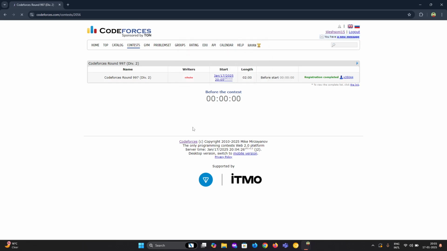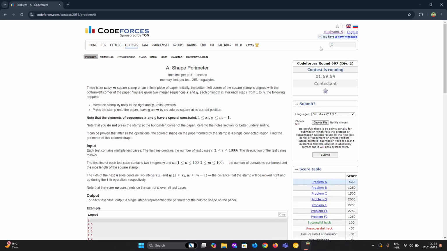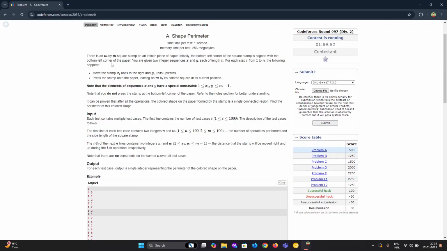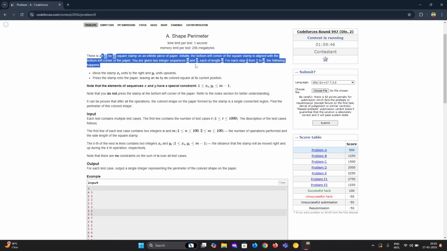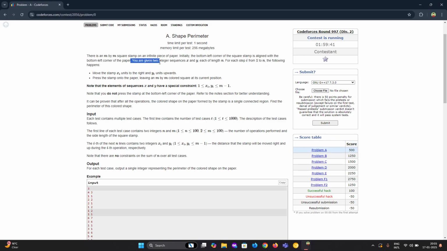We are going to be doing Codeforces Round 997. First question, there is an m by m square stamp on an infinite piece of paper. Bottom left corner of the square stamp is aligned with the bottom left. You're given two integers x and y, each of length n. For each step i from 1 to n, the following happens.